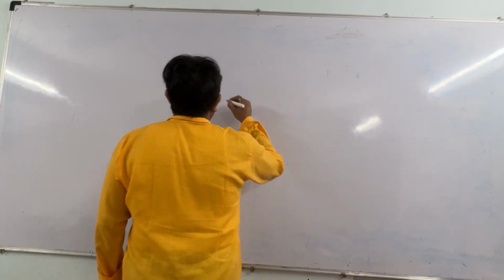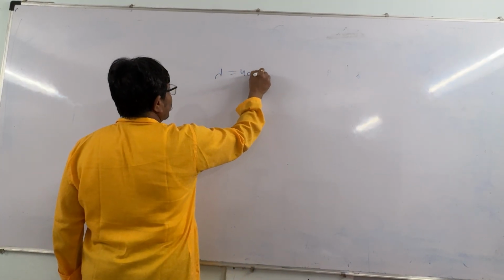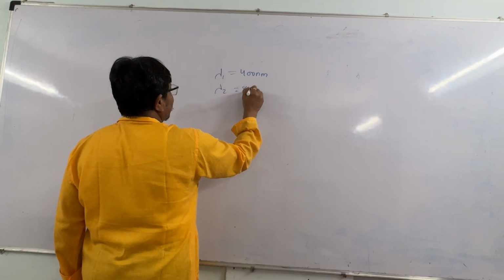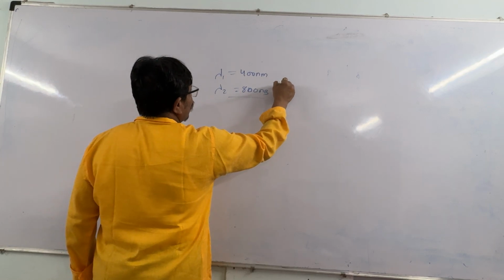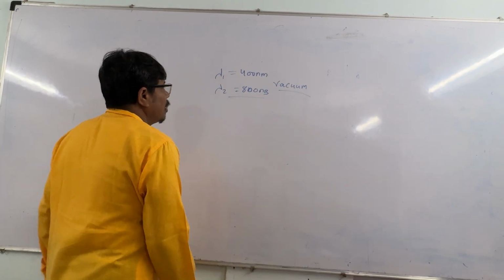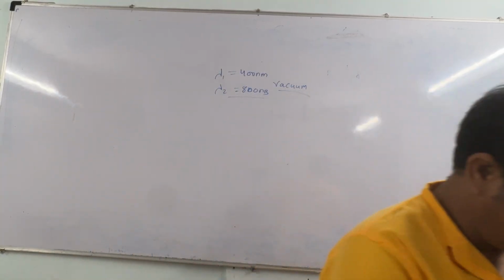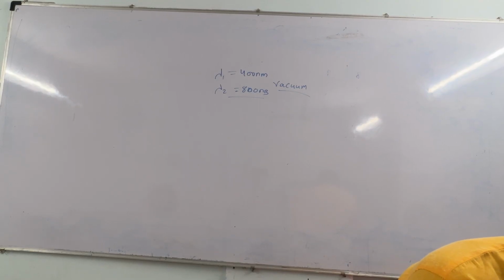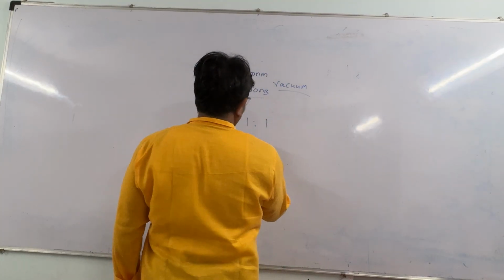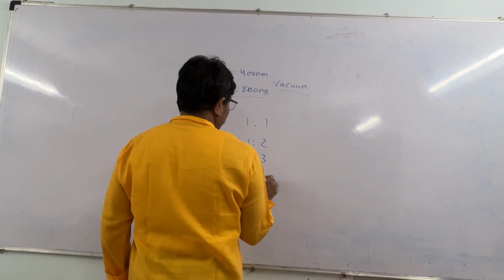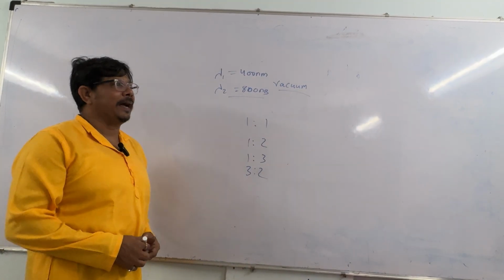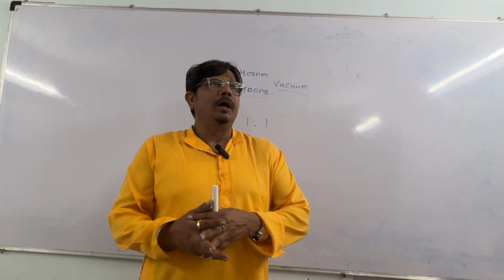The ratio of velocities of light of wavelength 400 nanometer and 800 nanometer in vacuum is: 1 is to 1, 1 is to 2, 2 is to 1, or 1 is to 3. These are the options.